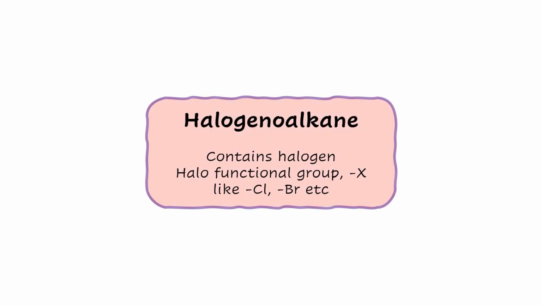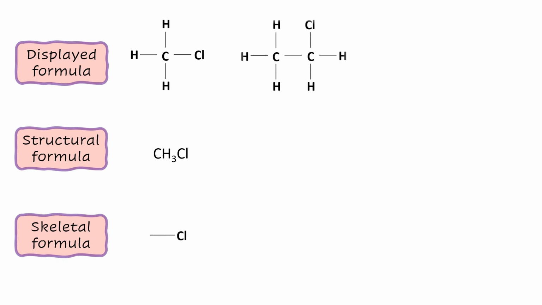Halogenoalkanes. Halogenoalkane contains halogen attached to the chain of carbon atoms. Like if chlorine is attached, it is called chloro, and so on. Let's have the structures of halogenoalkanes with 1, 2, and 3 carbon atoms.